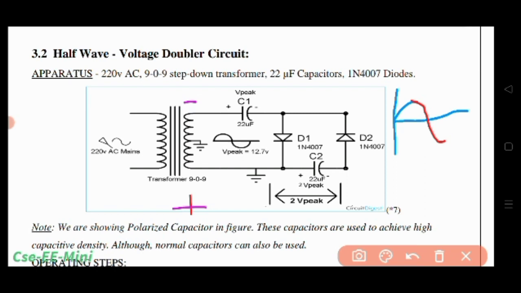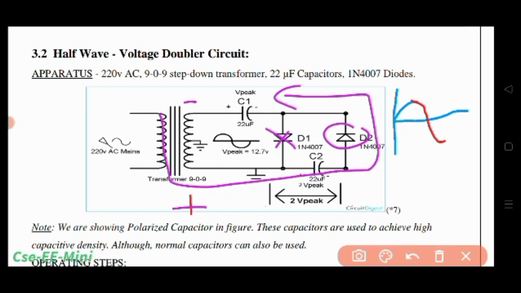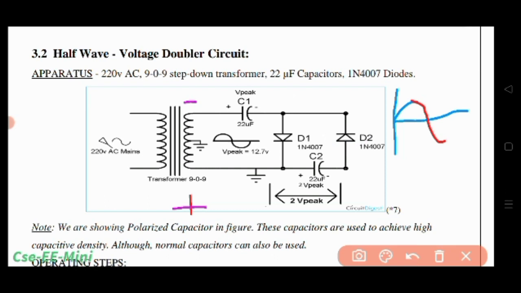This is positive and this is negative, and this diode will get forward biased, so current will flow only through this path and not this, because this is a reverse biased diode. So current will flow through D2. As it flows through D2, the C1 capacitor will act as a battery and the transformer will also act as a battery. Now you can see the polarity of these batteries results in a series of two batteries.